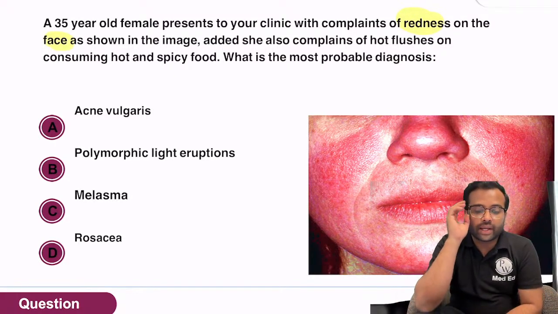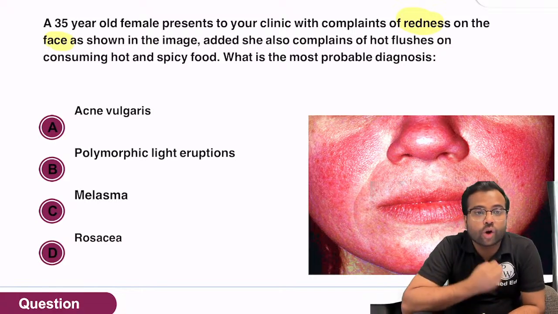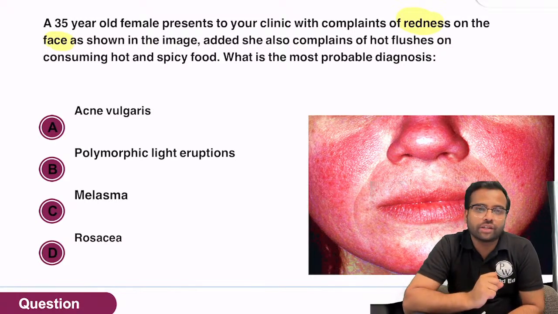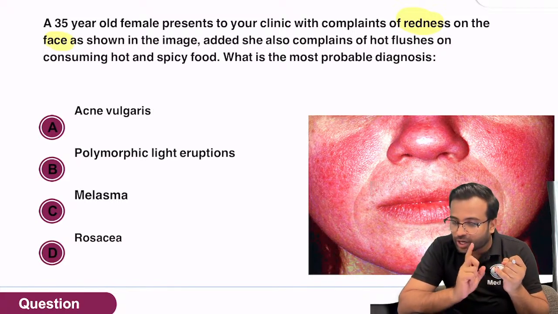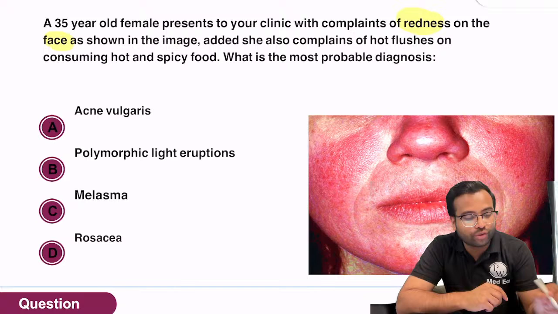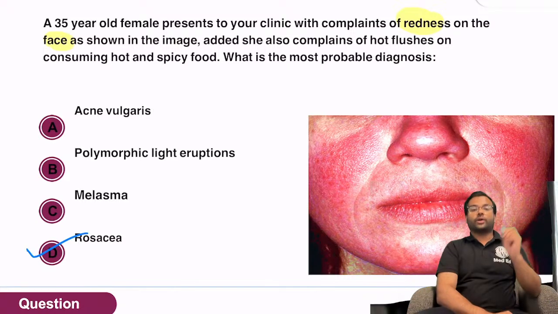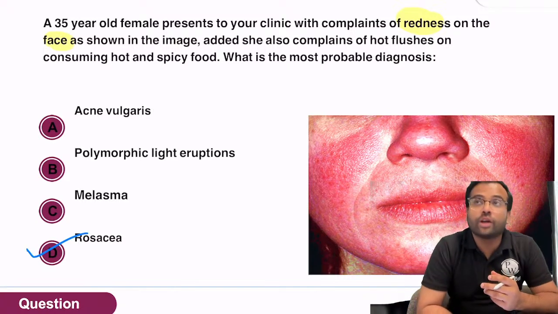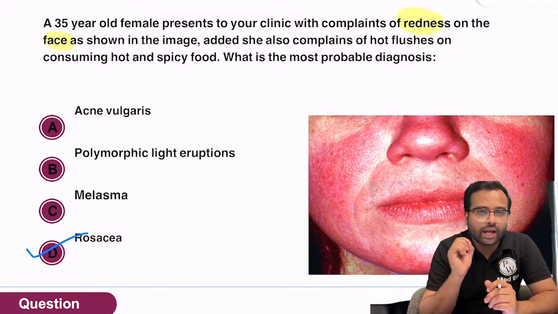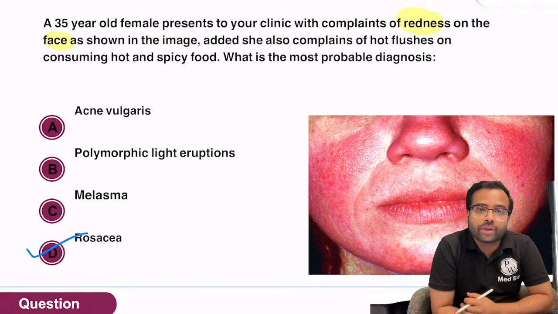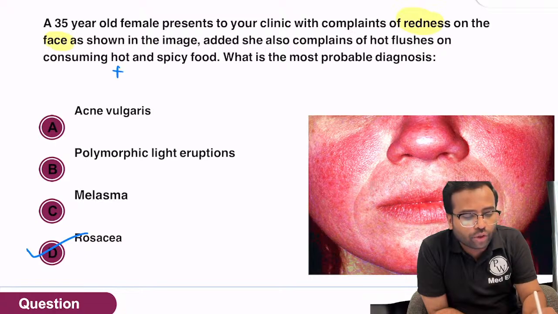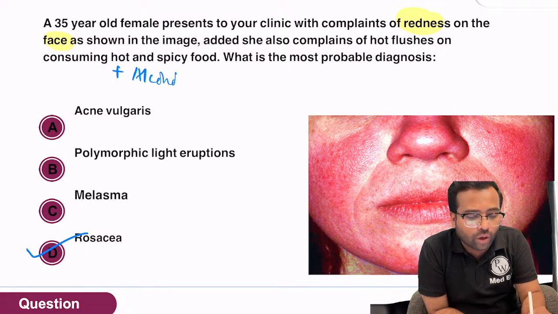She also complains that there are some hot flushes on consuming hot and spicy food. Very, very typical history. So where do you find this? Yes, rosacea. Everybody is going for the same option, that is rosacea. Because whenever you get a patient who has a red face, especially with complaints of flushing, hot flushes, that happens with hot and spicy food, or it can happen with alcohol, isn't it?